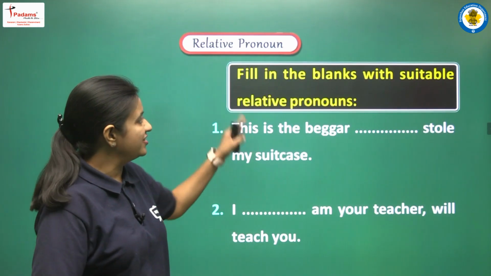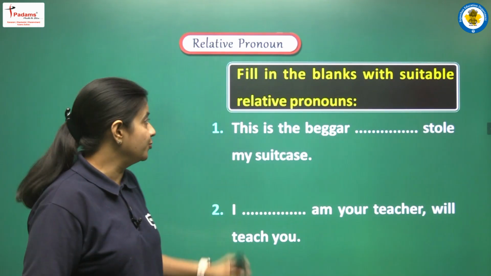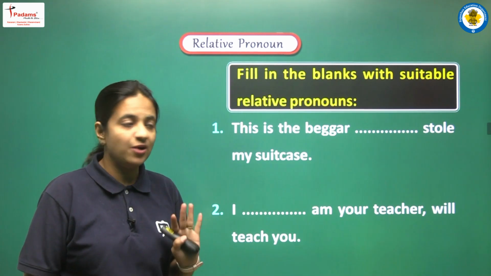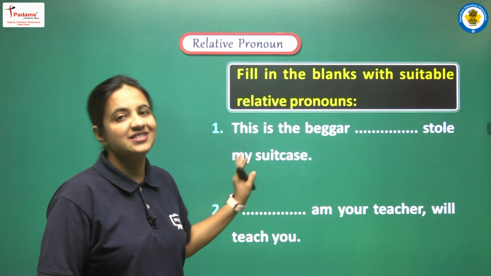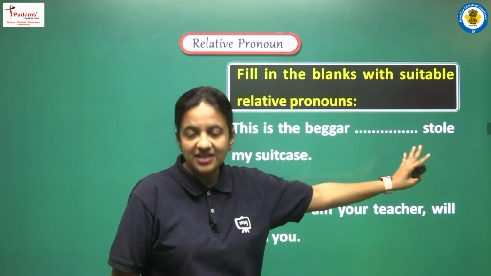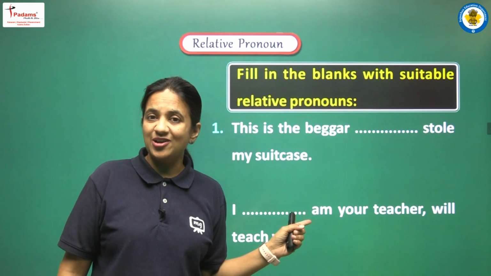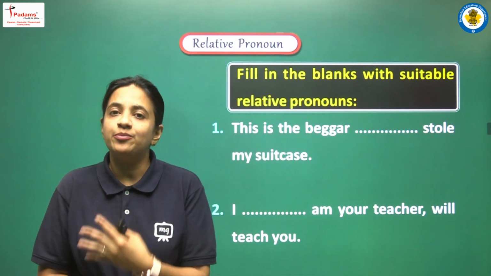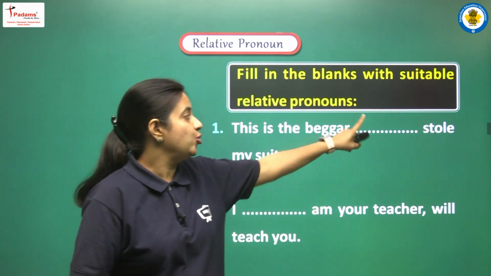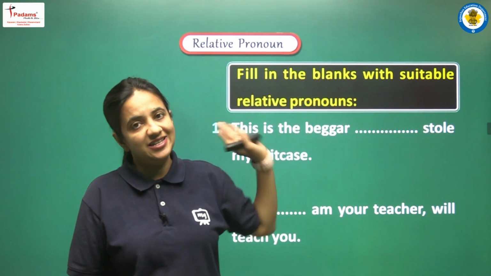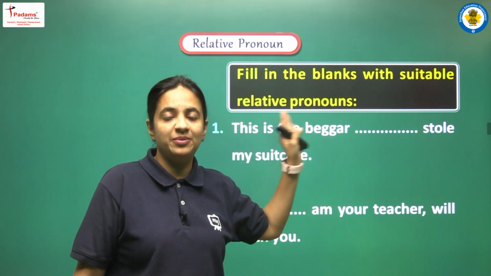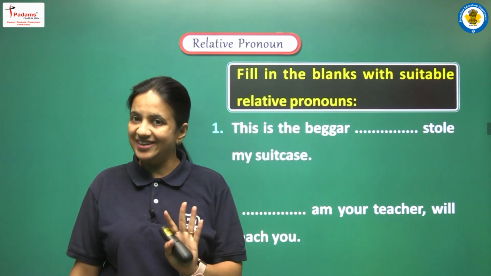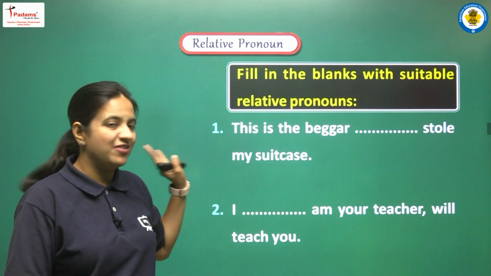First of all, let's read the question, what we have to do. Fill in the blanks with suitable relative pronoun. We have some sentences, and in these sentences we have blanks. We have to read the sentence very carefully, and then according to the sentence, write the most appropriate relative pronoun in the blank. We have to complete the sentence using the most appropriate relative pronoun. Clear? Now let's begin with our very first sentence.